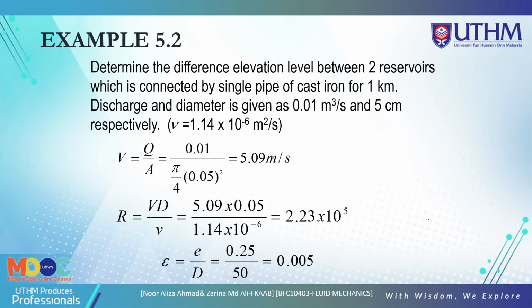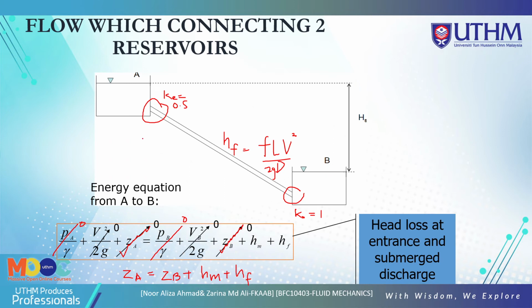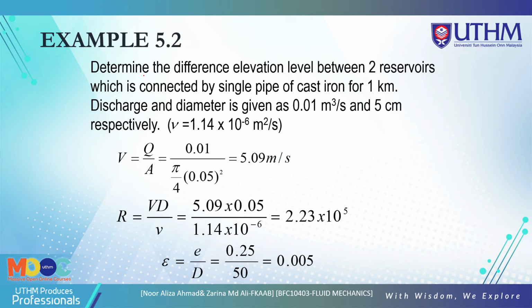Okay, so this is an example. Example 5.2 is based on this figure. Based on that reservoir, determine the difference in elevation level between two reservoirs which are connected by a single pipe of cast iron, 1 kilometer in length. The discharge and diameter are given as 0.01 meter cubed per second and 5 cm for diameter, and the kinematic viscosity is given here.